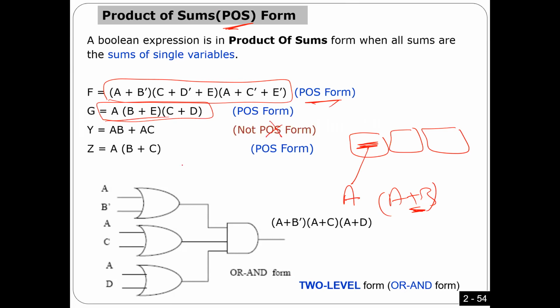Because again, we have one term multiplied by, or ANDed with, another term, and everything here has to be this way. This one is okay. So this is one term and this is one term. Every term can be only one variable or more than one variable, but using only OR.